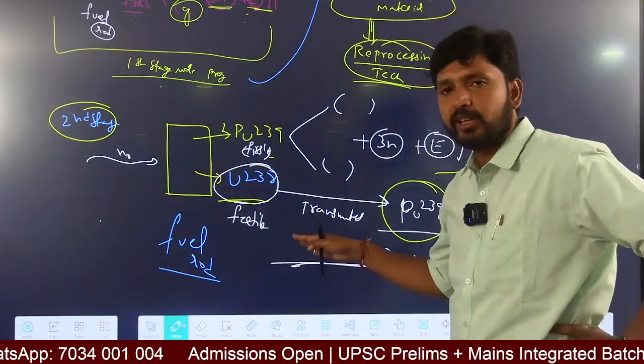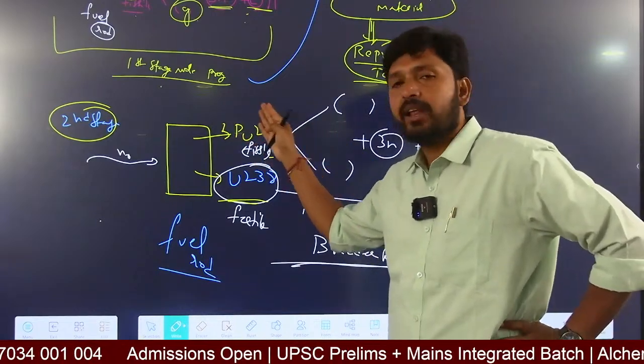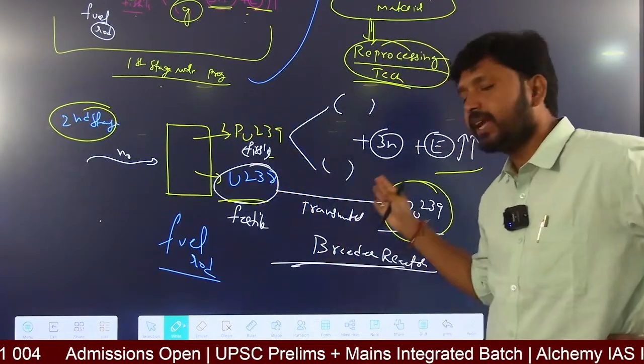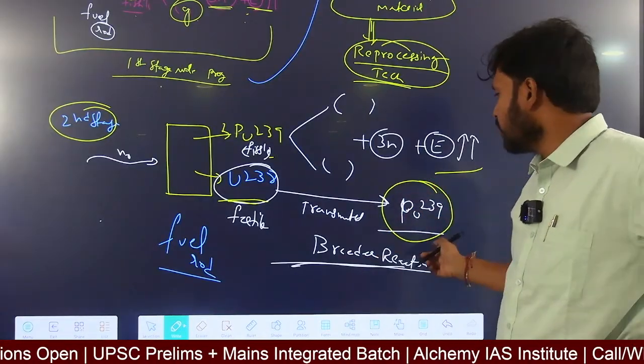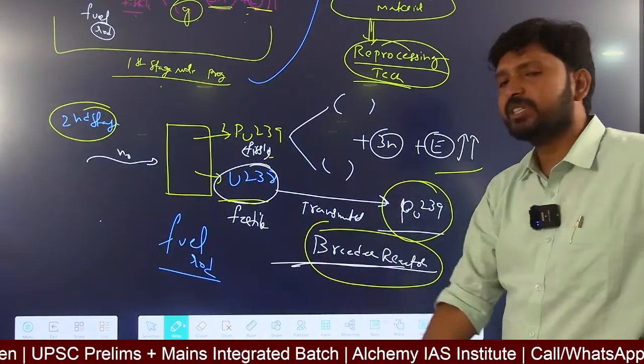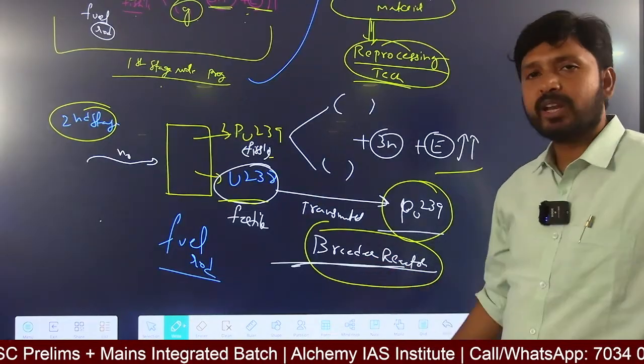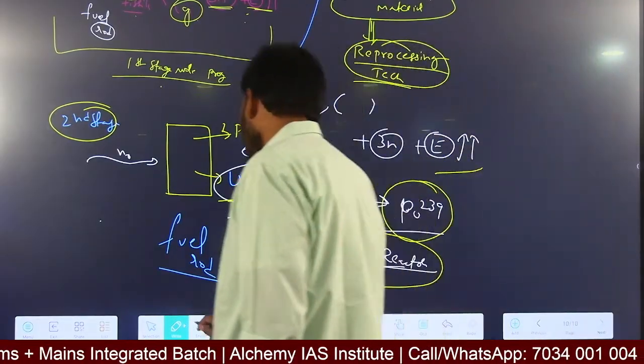But the term, I think you have understood, right? Because on one side some fuel is consumed, but on the other side more and more fuel is breeding, that is, more and more fuel is produced. As more and more fuel is produced, such reactors are called breeder reactors.